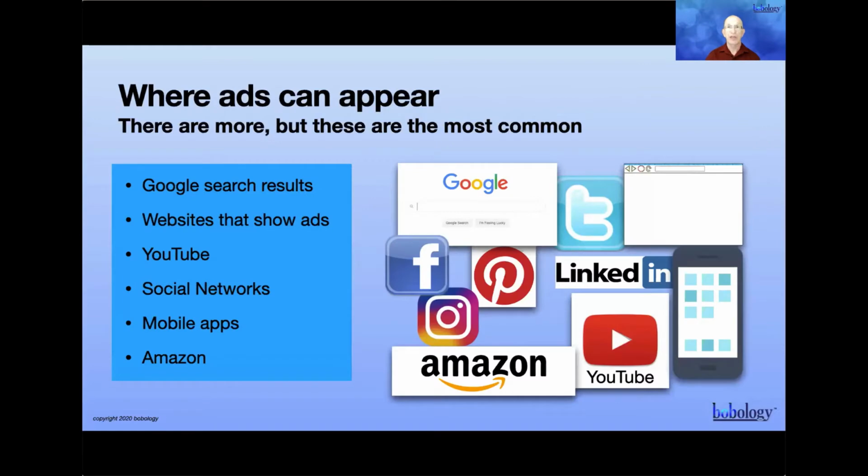So ads appear on a lot of places. They appear in search results. They appear on websites that show ads. They appear on YouTube. They appear on social networking. They appear in mobile apps. They appear in Amazon. So ads are pretty common all across the web.